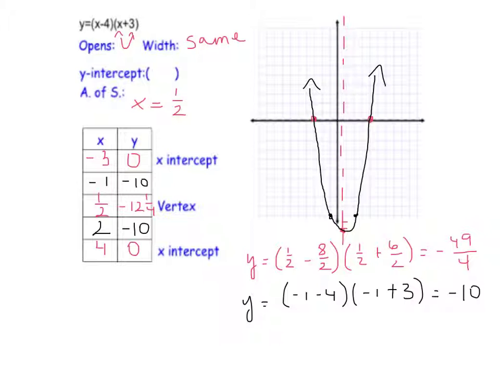After graphing the parabola, I can also find the y-intercept. At the y-intercept, my x-coordinate is going to be 0. So I'm substituting in 0 for x. Y equals 0 minus 4 times 0 plus 3, which will give me negative 12. So my y-intercept is 0, negative 12. And I have the whole parabola graphed.